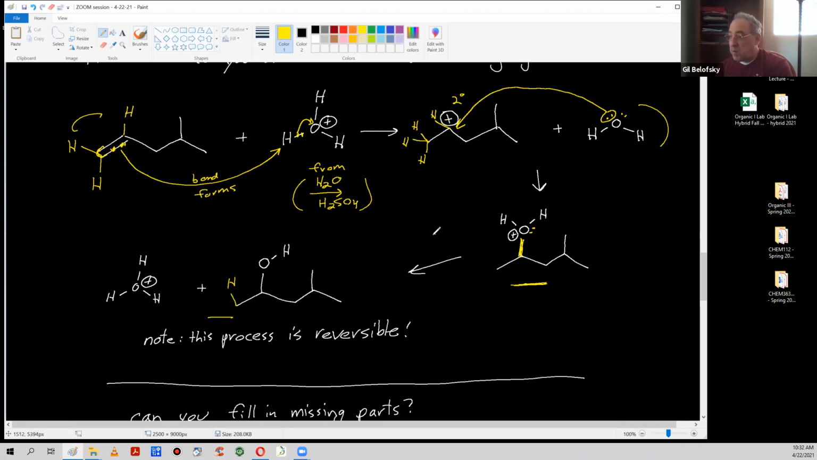Water is still floating around here. So another water molecule can come and pull off one of these hydrogens, kick these electrons toward the plus charge, which is identical to what happened over here. And then that recreates the acid catalyst. Catalyst regenerated.